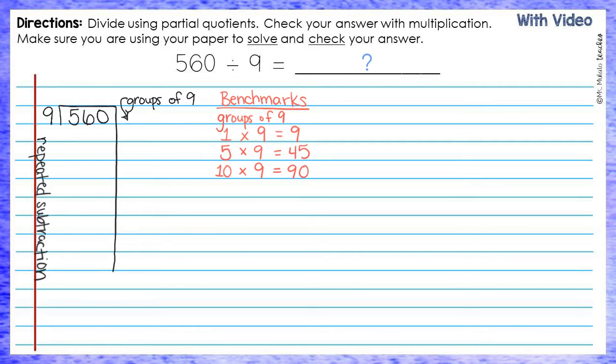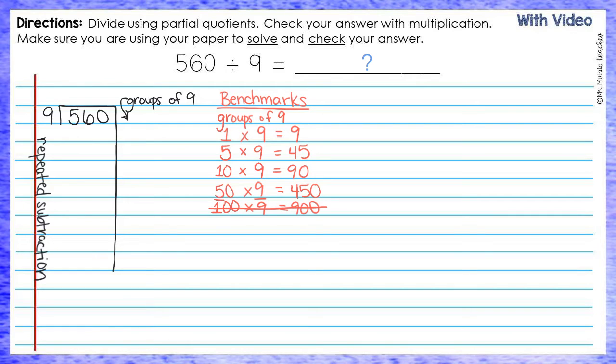90. We already found 5 groups of 9, so now I'm going to try 50 groups of 9 because that's pretty much the same as 5 times 9, only I have 5 tens now. So instead of 45, we'll have 45 tens, meaning that there'll be a 0 placeholder in the ones place. Now we're getting closer with 450 to the number 560. If I do 100 groups, for example, 100 groups of 9 is 900. That is way too much. So we can't use 100 groups.